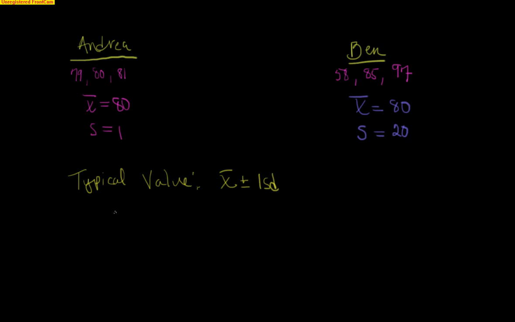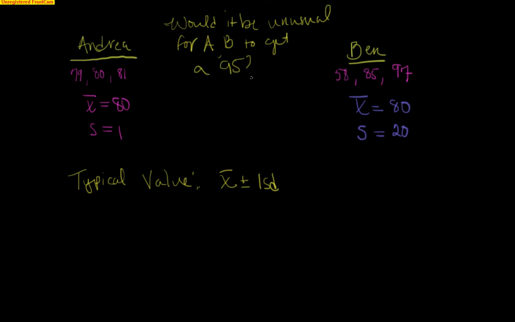So let's say I was going to give a fourth test, and I asked the question, would it be unusual for Andrea and Ben to get a 95 on the next test? You can probably guess that yes, it's probably not too unlikely for Ben, but for Andrea, maybe not as likely. But in terms of statistics, let's take a look at that.